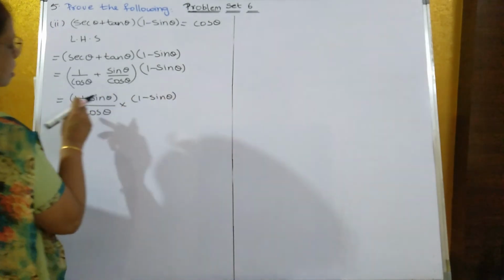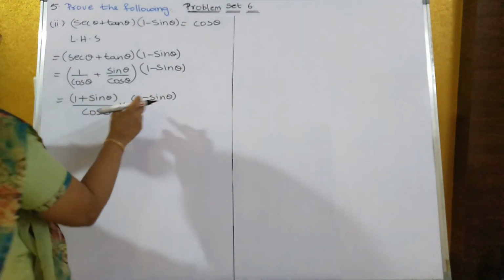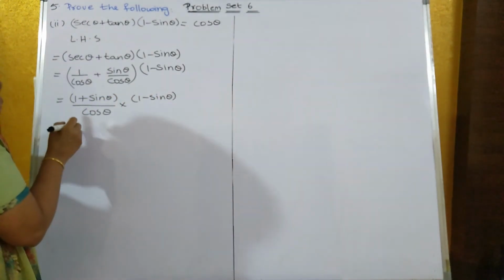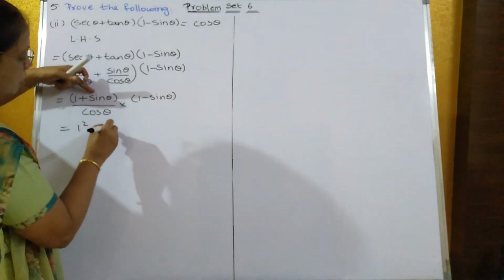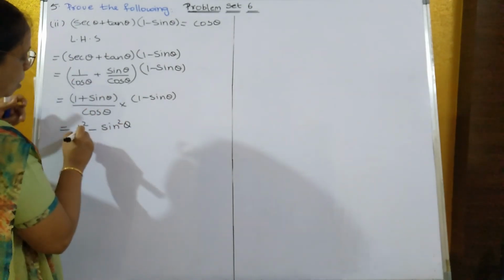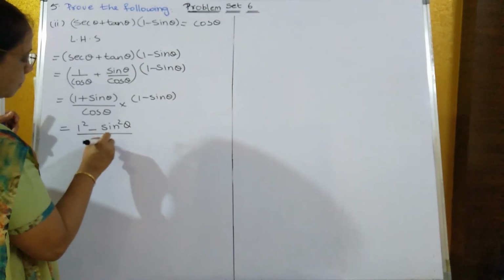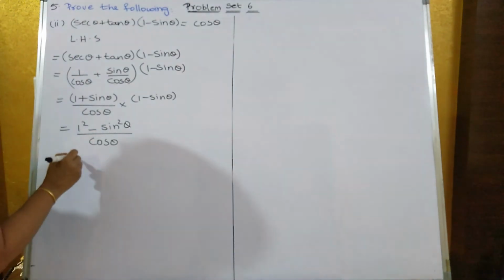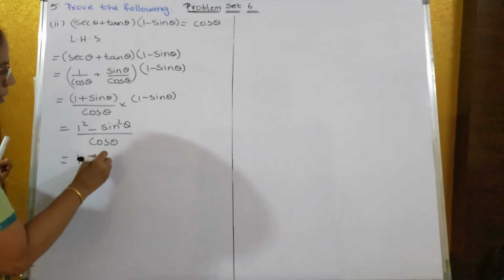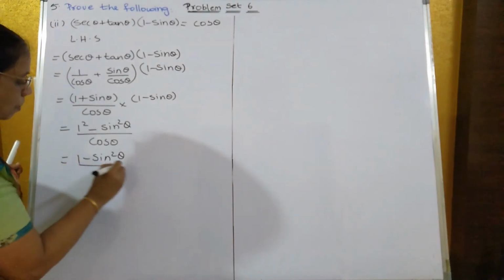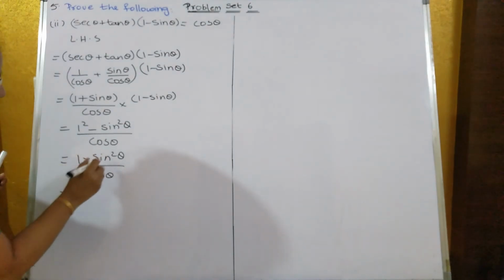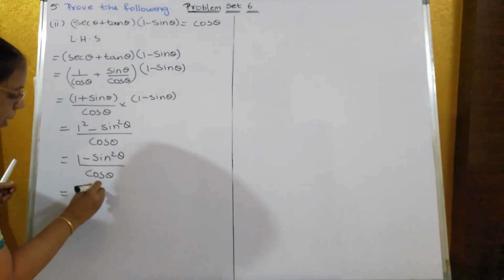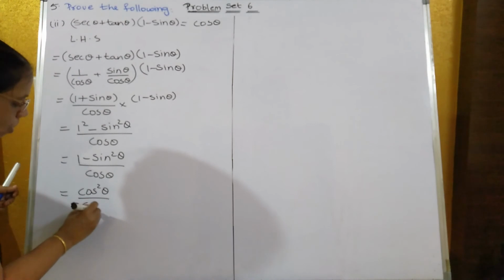Now what is a plus b into a minus b is what? A square minus b square, that is a square minus b square upon cos theta. So that is equal to 1 square is what? 1 minus sine square theta upon cos theta. So that's equal to what? 1 minus sine square theta is what? Cos square theta upon cos theta.